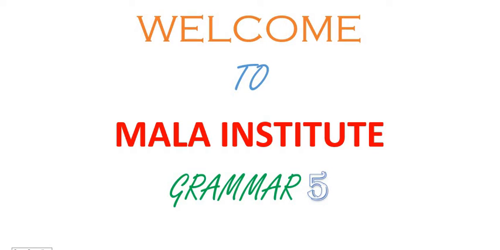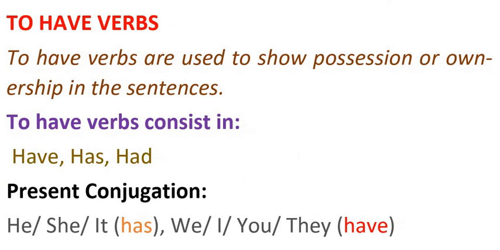So in the past video we talked about to be verbs and its usages and many other examples we worked on. In this video we're going to focus on another main grammar topic that is called to have verbs. Same as to be verbs, to have verbs are also a very important grammar. So before we go for anything else, let's come to its definition.